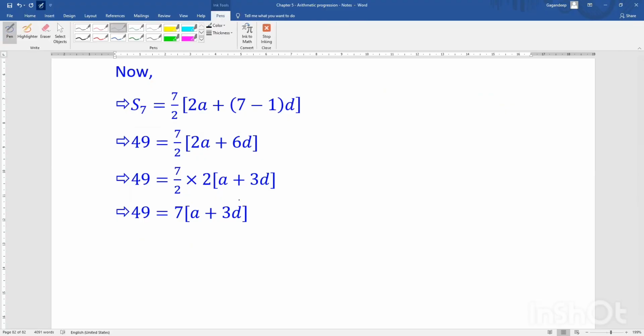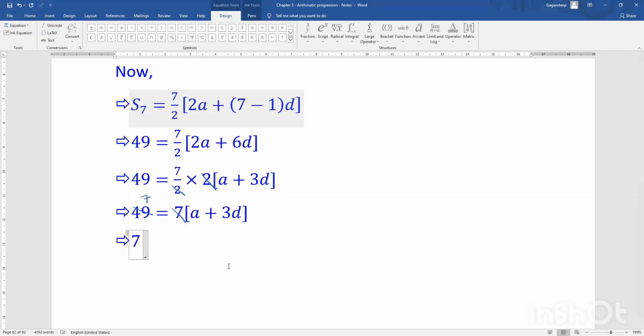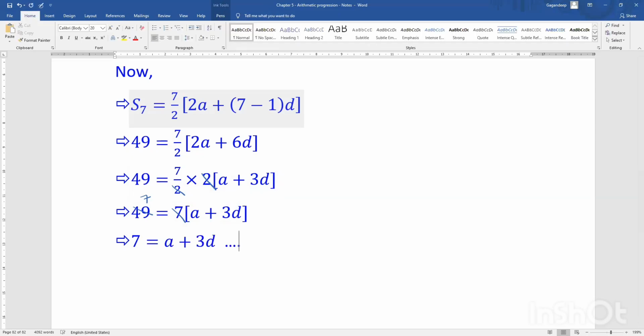So first step here, this side, this 2 and this 2 is got cancelled. And here also 7 ones are 7, 7 sevens are 49. Next, here we have 7 equals a plus 3d. So now I will be calling this as equation 1.